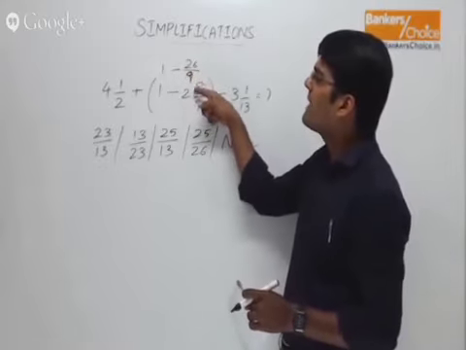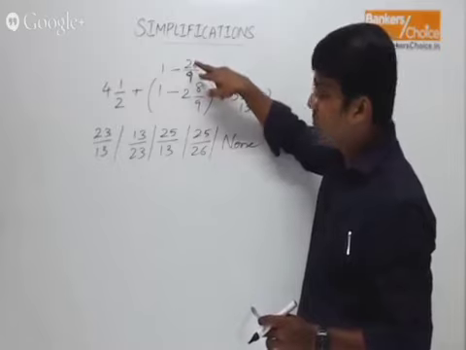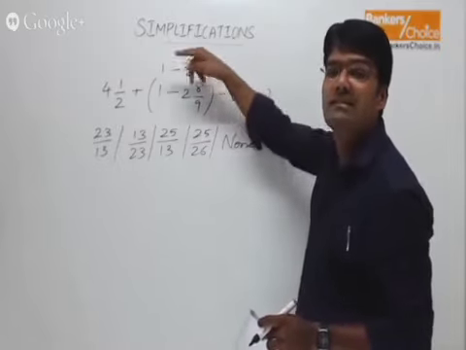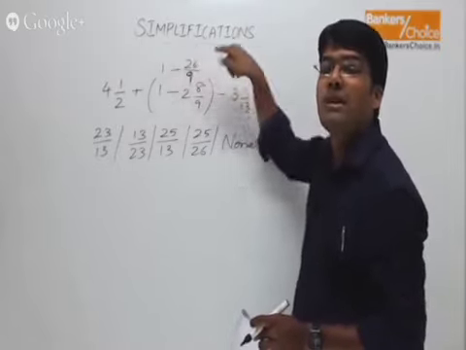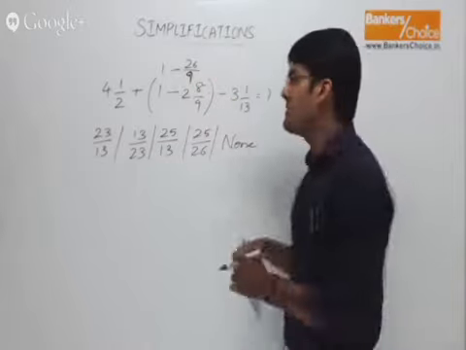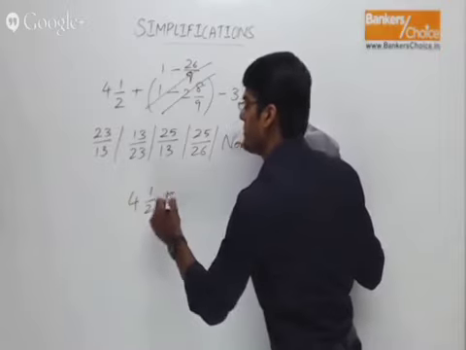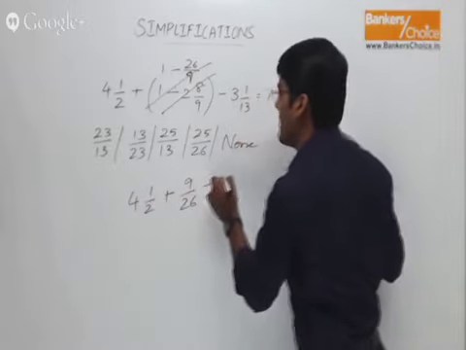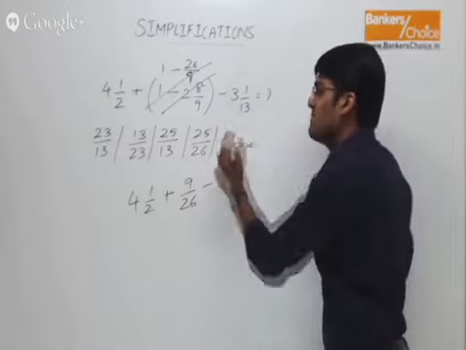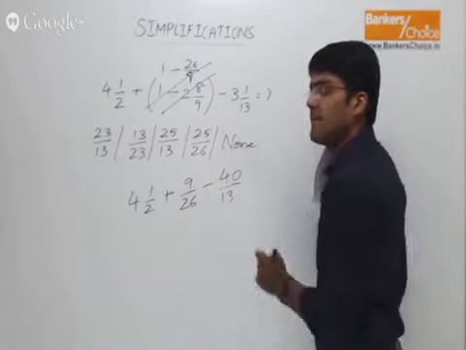So 1 divided by 26 by 9 will become what? 26 by 9 reciprocates. So 9 by 26 with a multiplication. So 1 into 9 by 26. How much is that? Overall 9 by 26. So this part comes out to be how much? 9 by 26. So 4.5 plus 9 by 26 minus 3, 1 by 13 can be taken as 39 plus 1, 40 by 13.